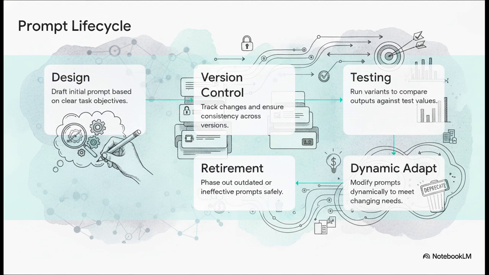It starts with design, sure, but it quickly requires version control. This is absolutely critical for production environments. You have to track your prompts from 1.0 to 2.0 so you can safely audit your virtual chatbot interactions and easily roll back if an update degrades performance. From there, you systematically test against specific metrics, dynamically adapt to shifting business needs, and safely retire outdated prompts that no longer serve your users. It's a whole life cycle.